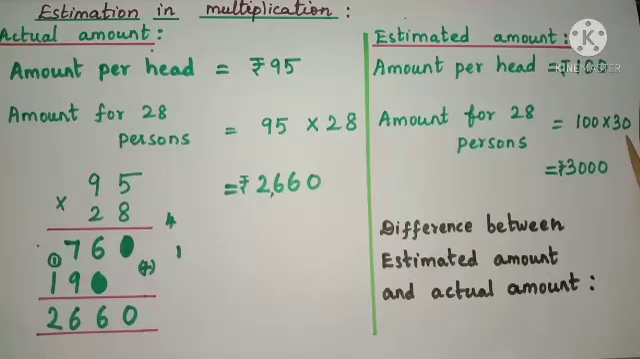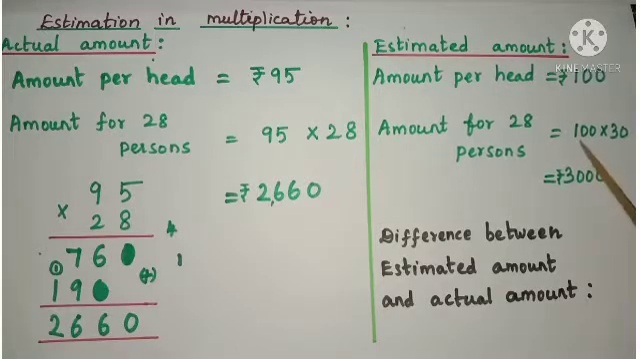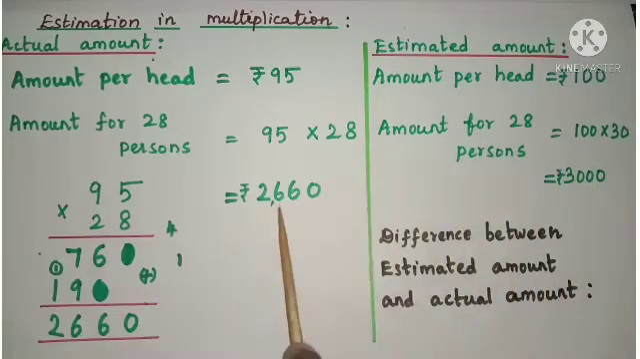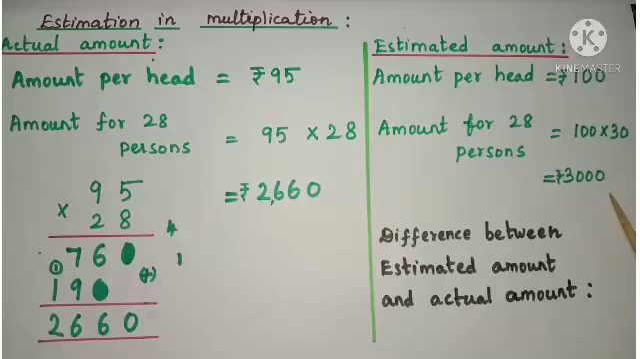100 into 30 is, we know that when 10 or multiples of 10 multiply with a number, we need to put the number along with the zeros of the tens or multiples of 10. Thus put 30 and add these two zeros after the number 30. We get 3000. Now students, 2660 is the actual amount and 3000 is the estimated amount.